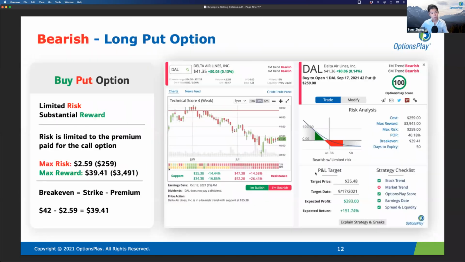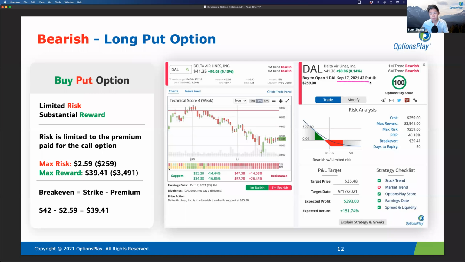So next, what I want to look at are two bearish strategies. Now, if you understood the first two, the second two are going to be easy to understand because they're just mirror images of each other. If you felt that the first two was a bit of a struggle, hopefully this helps you understand this a little bit more. So let's look at buying a put option.